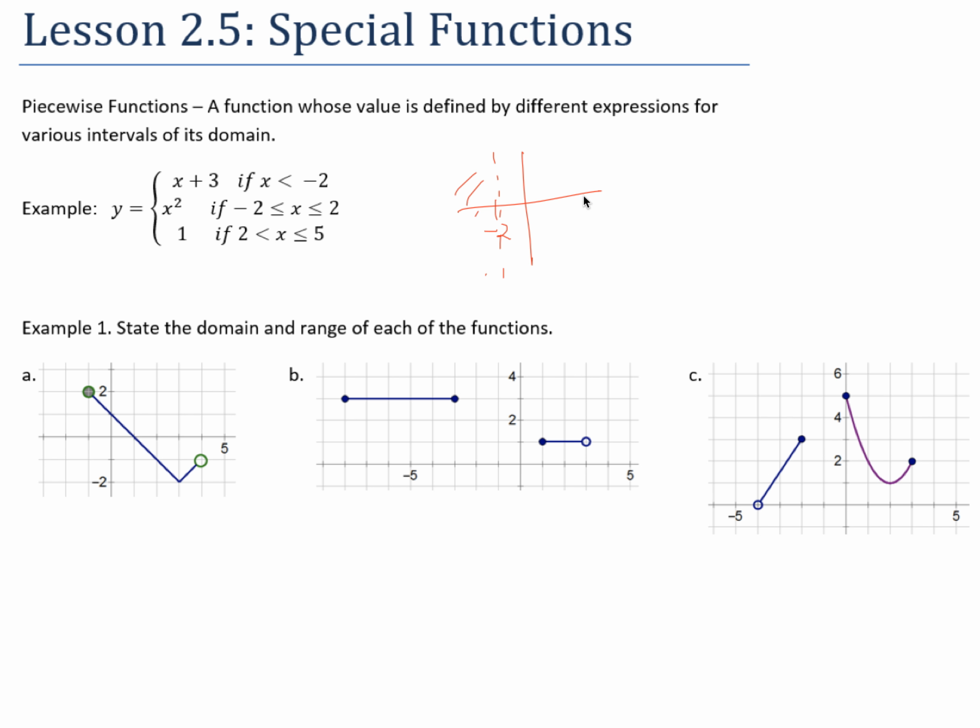Anywhere between -2 and 2, so here's 2, anywhere in this section, we would graph x squared, and anything between 2 and 5, so 5 would be somewhere out here, we would have the graph y equals 1. So a function whose value is defined by different expressions, that's this first part, for various intervals of the domain. That's the second part.